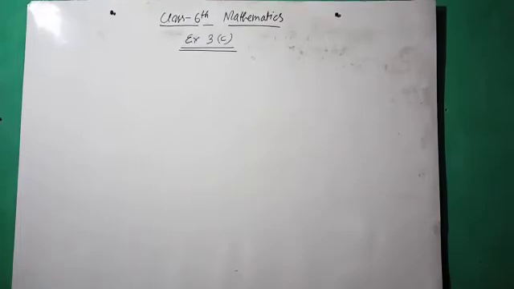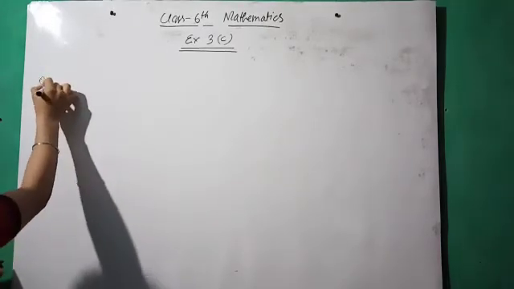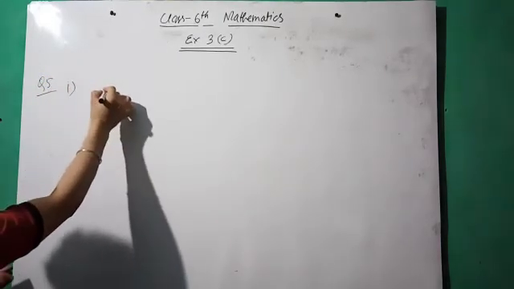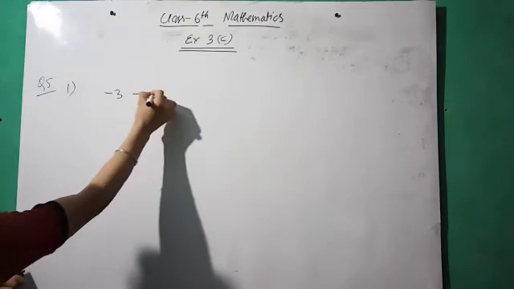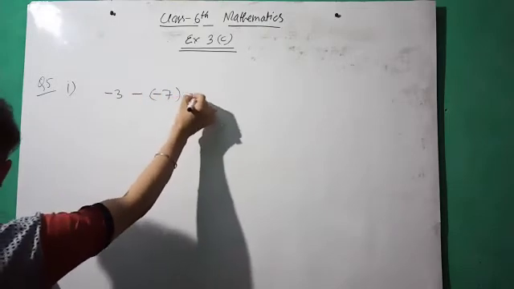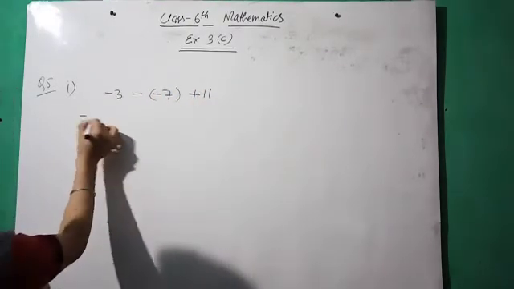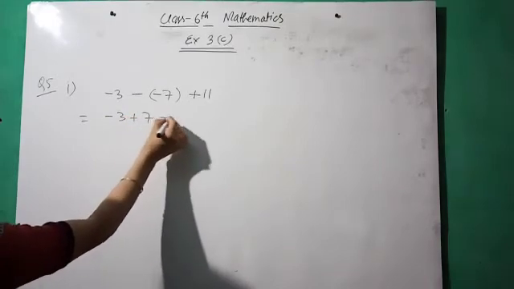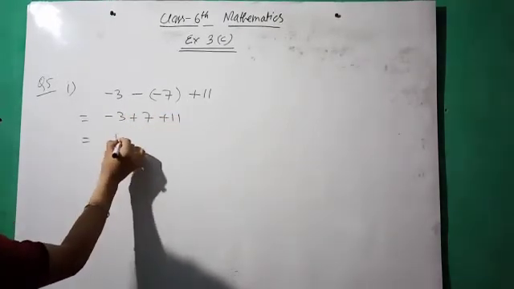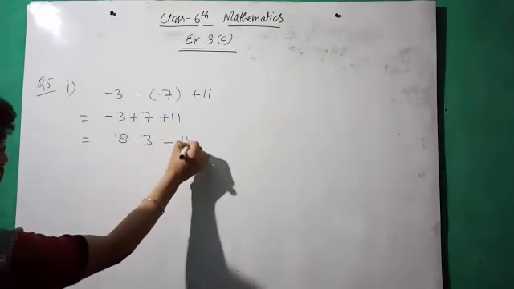Now question number 5, a very simple question, because we have to just look into the sign. First part is minus 3 minus minus 7 plus 11. So minus 3 minus minus becomes plus 7 plus 11, 11 plus 7 is 18. So 18 minus 3, answer is 15.